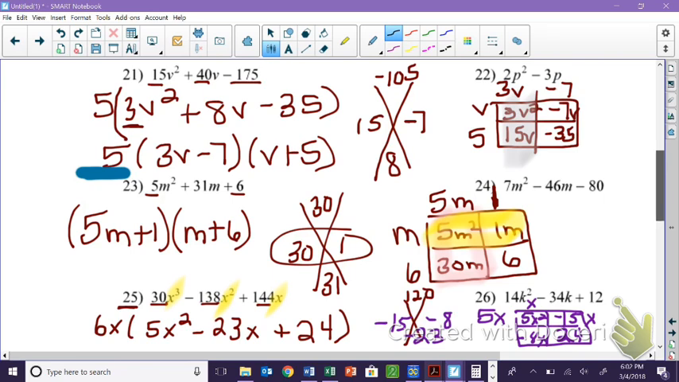So, 5 times what number will give you negative 15? Well, that gives you a negative 3. And then x times what number will give you negative 8? Well, hopefully you said negative 8. And there you go. You have all the factors, okay?